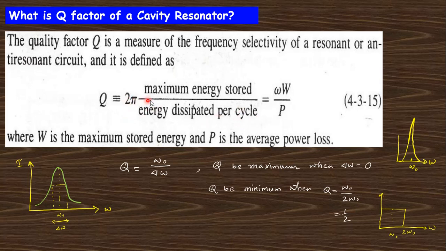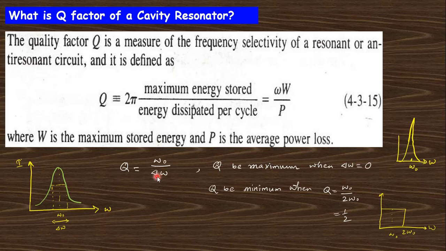Here 2 pi is given to match the dimension. W is the maximum energy stored and P is the average power loss. This is the expression of Q, the quality factor. This can be written in another form, that is omega 0 by delta omega. Omega 0 is the resonant frequency and delta omega is the bandwidth.